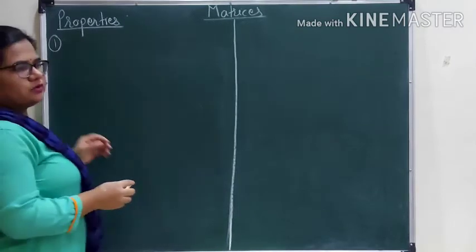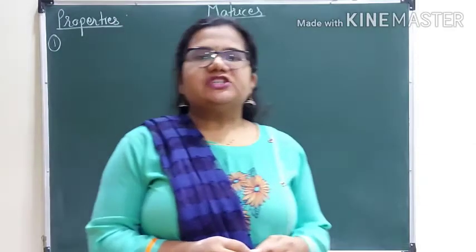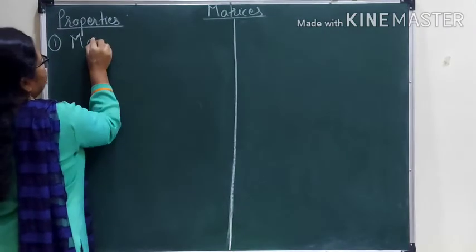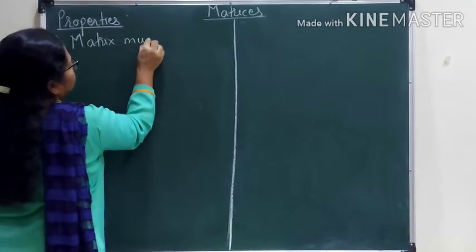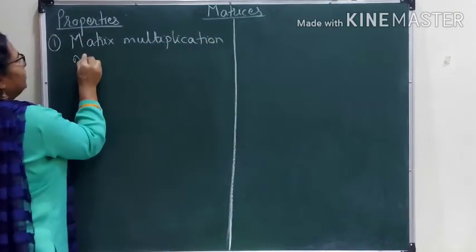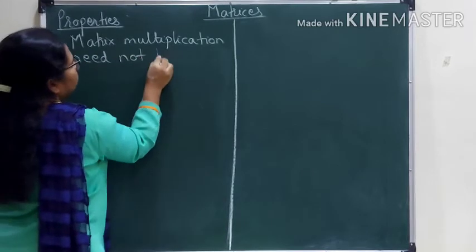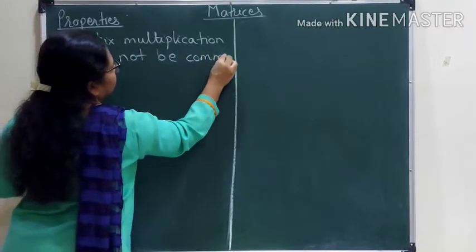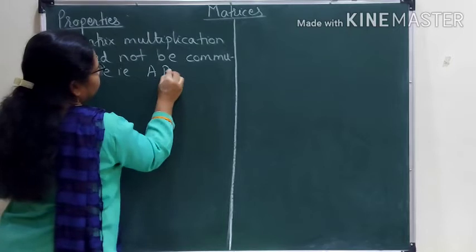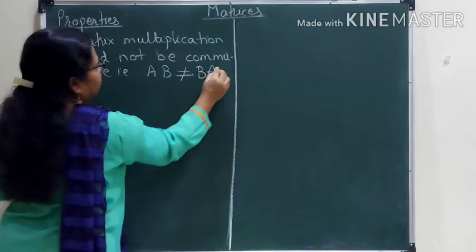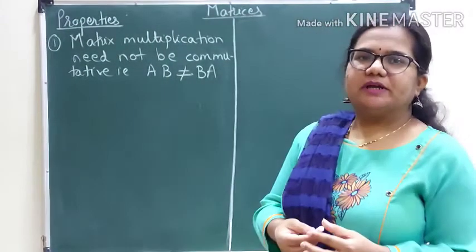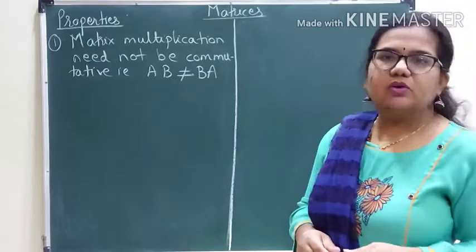The first property we are going to study is: matrix multiplication need not be commutative. That is, A into B is not equal to B into A. In some conditions you may get equality also, but in general A into B is not equal to B into A.